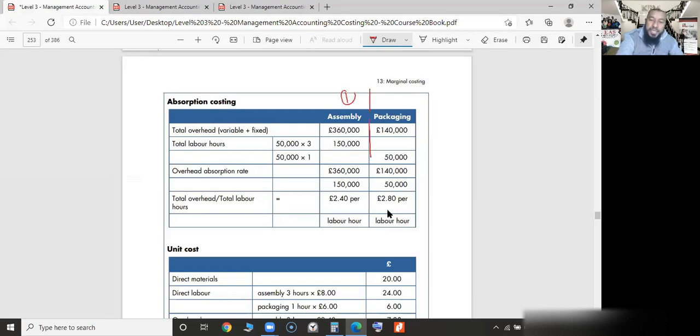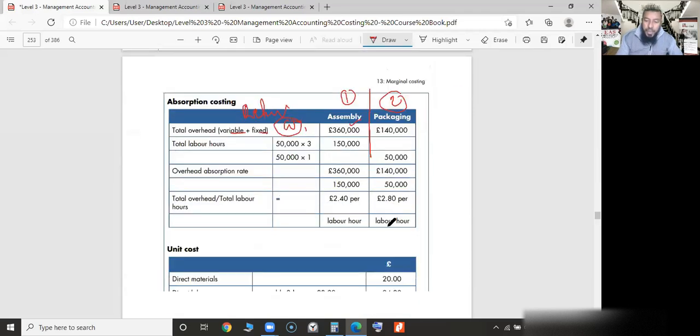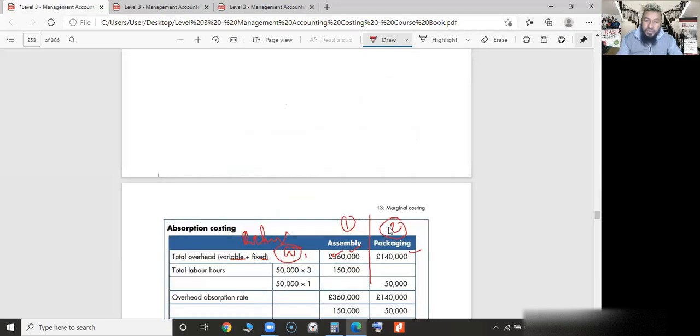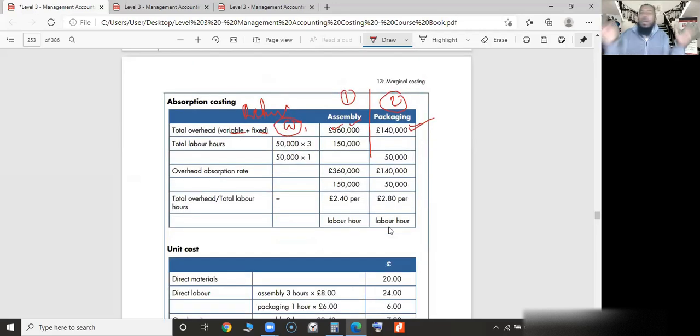So two departments, assembly and packaging, and here's the detail, and little workings. This is the working column. Overheads, variable and fixed, 360 for assembly. Let me show you 360. How did they get it? Assembly 240 plus fixed 120. That makes 360, right? That's my 360,000. Then with the packaging, when you add 140,000, that's your 140,000. Now, that's my total cost, isn't it? Fixed and variable, all the costs.